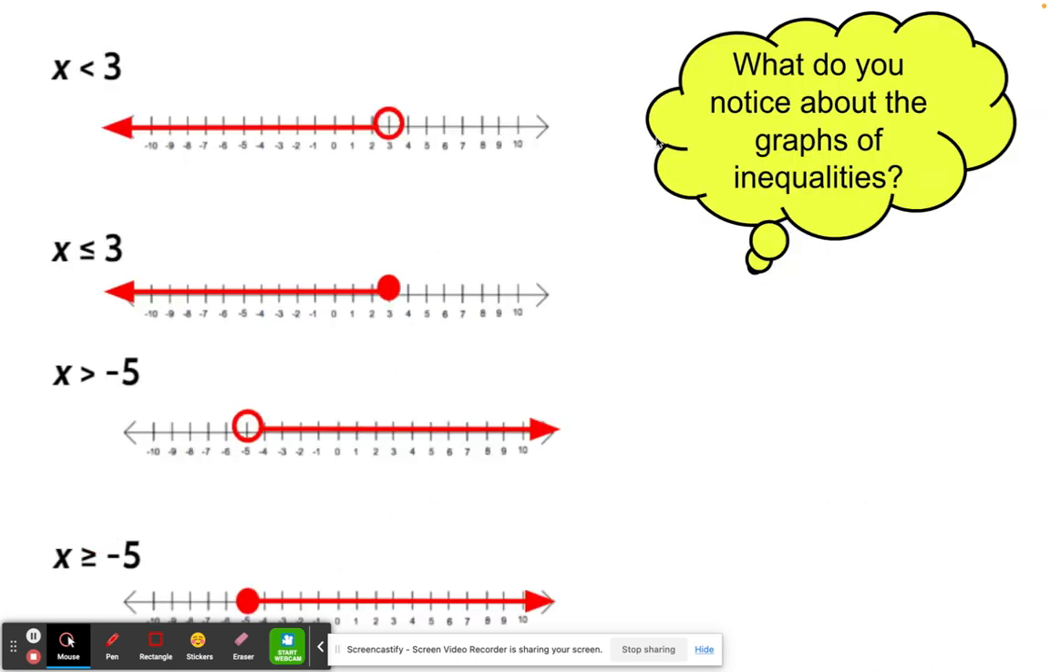Let's see if we can look at these and compare them. X is less than 3, x is less than or equal to 3. X is greater than negative 5, x is greater than or equal to negative 5. Notice when we don't have the or equal to sign, we have an open circle. When it does include it, we have the closed circle. You'll also notice that the point of my inequality goes the same direction as my arrow.